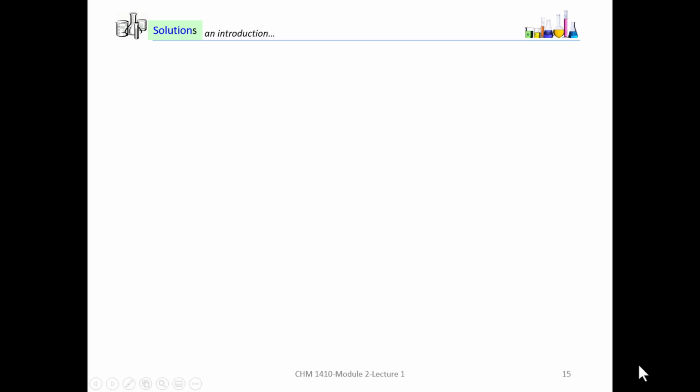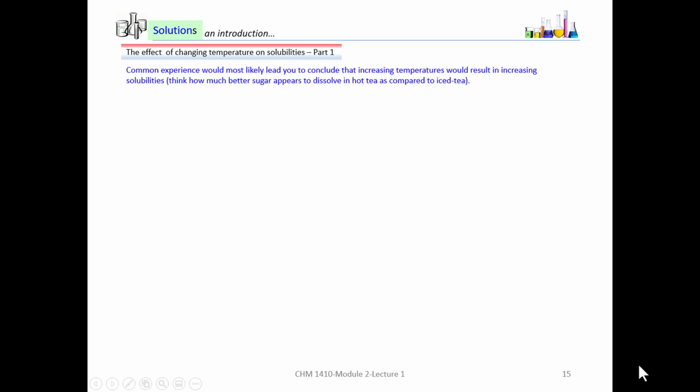In part 3 of this introductory lecture on solutions, we'll talk a little bit about the temperature dependence of solubilities. That's something we started mentioning in the last slide of part 2 of this lecture. We'll also cover a little bit about the pressure dependence of gas solubilities in liquids, and then we'll finish with 3 example problems.